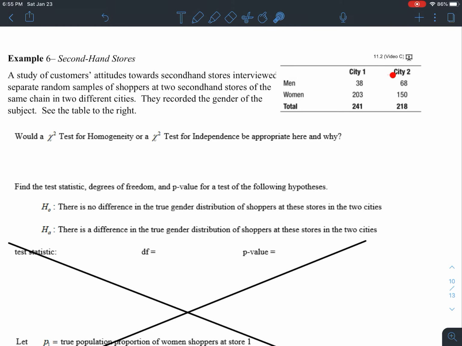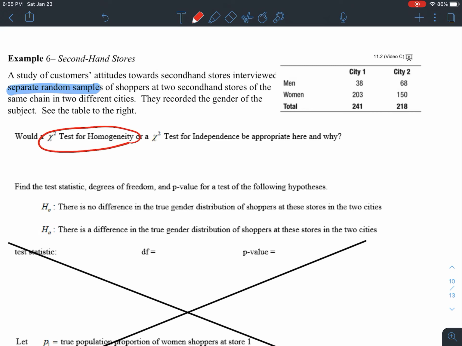Well, you can see here, we've got the cities, we've got the gender here, but what we want to focus on is the fact that they interviewed people from separate random samples of shoppers. And so that's where we're going to say that for this particular example, we would be doing the chi-square test for homogeneity.